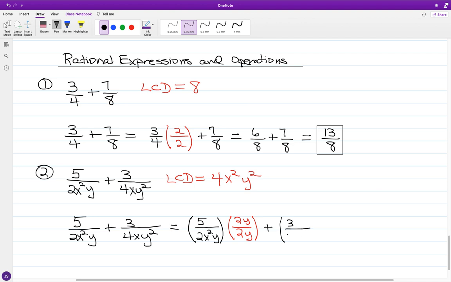As for 3 over 4x y squared, we got 4 going into itself once, x into x squared goes x times, and guess what, we already have y squared from this second denominator, so I had to multiply by 1 in the form of x over itself.